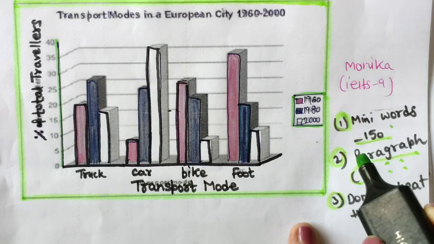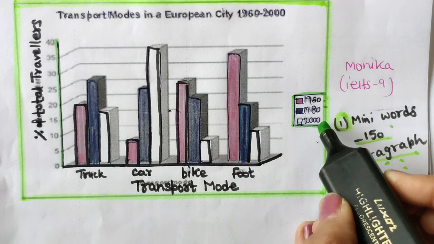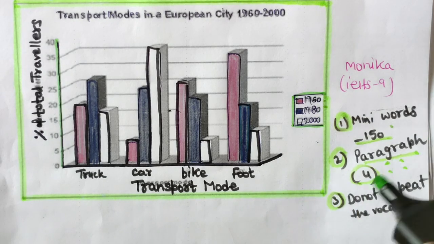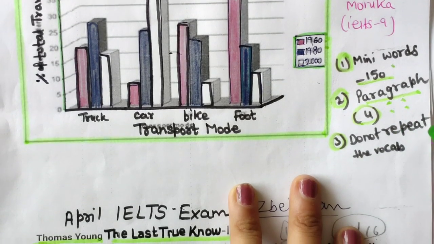First the introduction will be there, second the overall, then you will talk about this year, then this year, then this year. 5 paragraphs are there. So I mean to say paragraphing is important. Don't write a bigger paragraph.